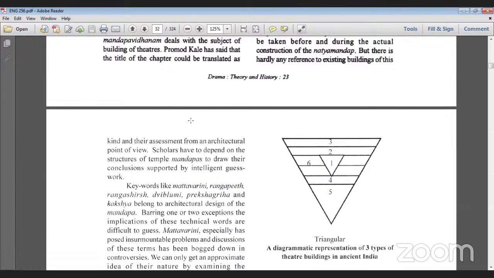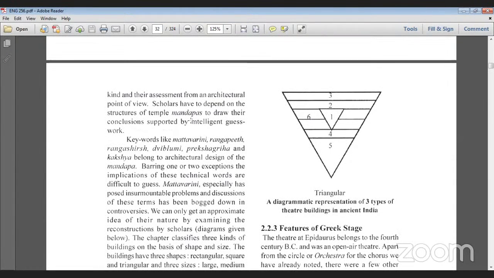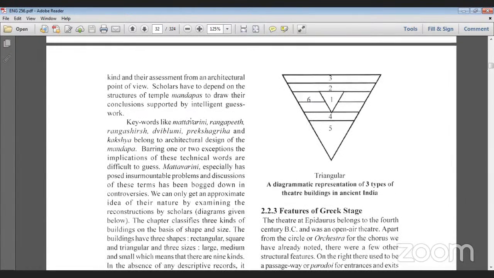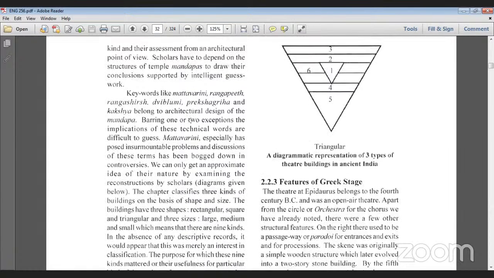This is a dramatic representation of three types of theaters built in ancient India. Okay, the three type theater. It means there were triangular theaters. It is called a three type theater. Okay, features of Greek stages.